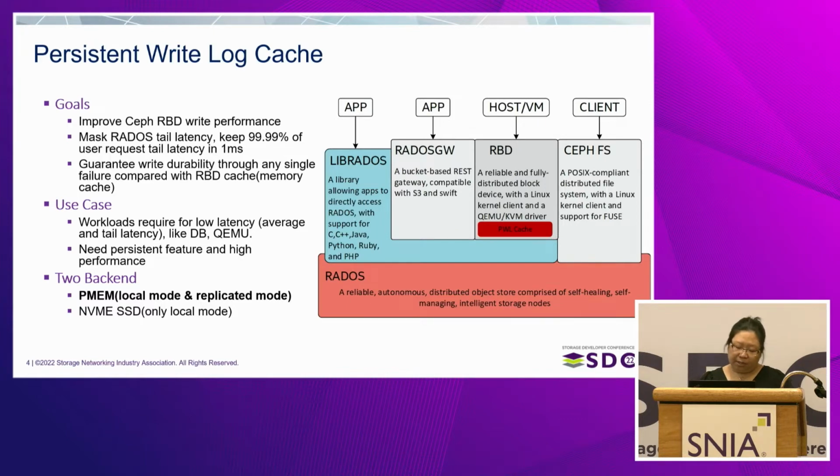We have implemented two kinds of persistent write log cache. One uses persistent memory, and the other uses NVMe SSD. In this session, we only introduce the PMEM mode. In the PMEM mode, we have the local mode and the replicated mode. For the local mode, the data is just written to the client's local PMEM device. For the replicated mode, we have a replicator, and you can write several copies to other nodes for replication.